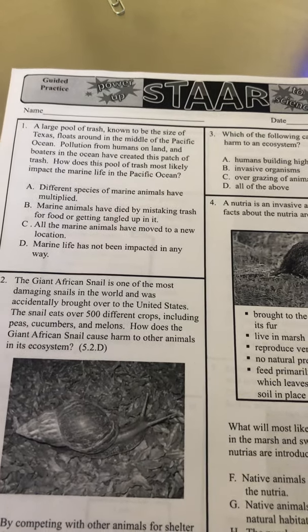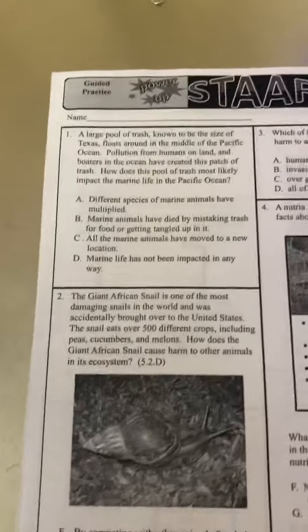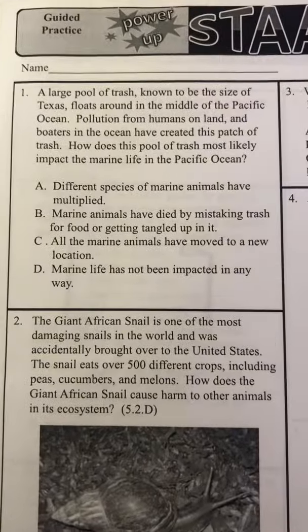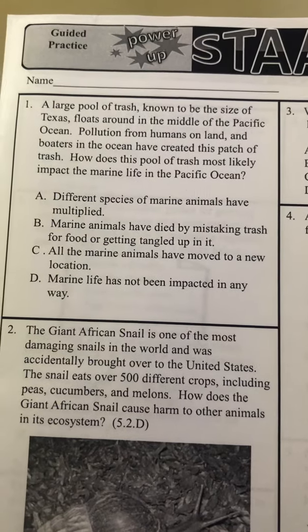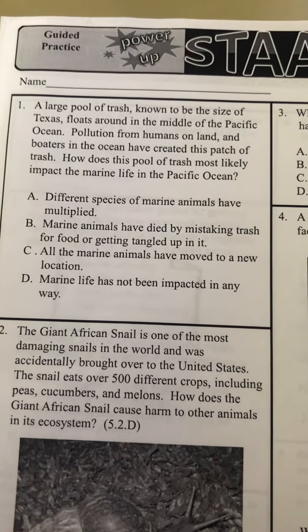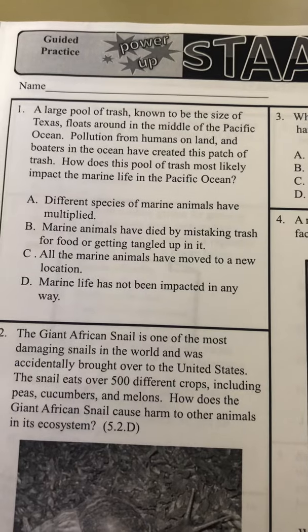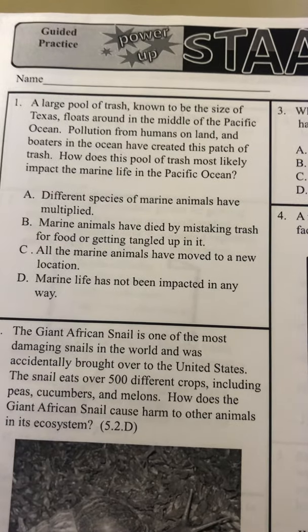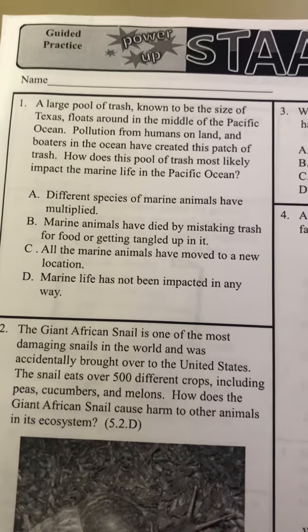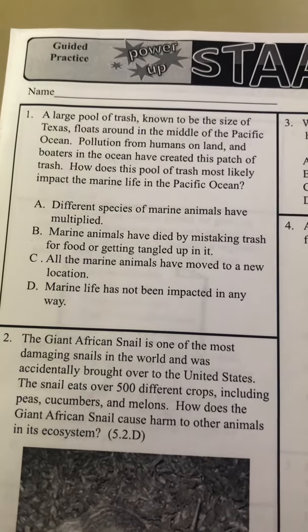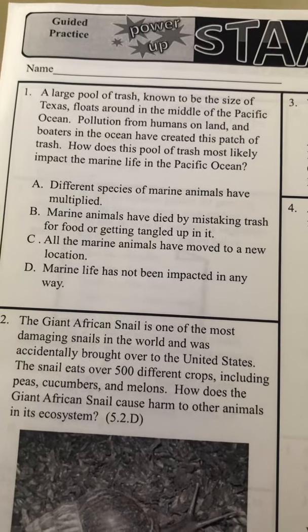5.9c, changes in ecosystems. Number 1. A large pool of trash, known to be the size of Texas, floats around in the middle of the Pacific Ocean. Pollution from humans on land and boaters in the ocean have created the patch of trash. How does this pool of trash most likely impact the marine life in the Pacific Ocean?